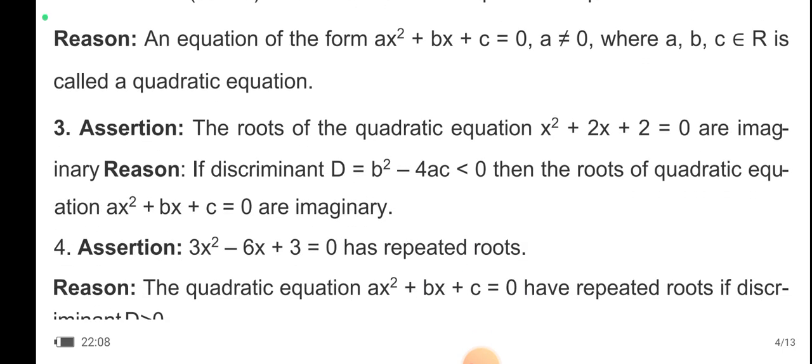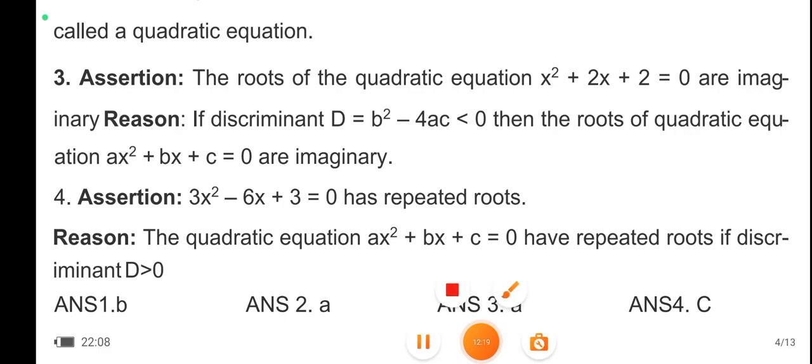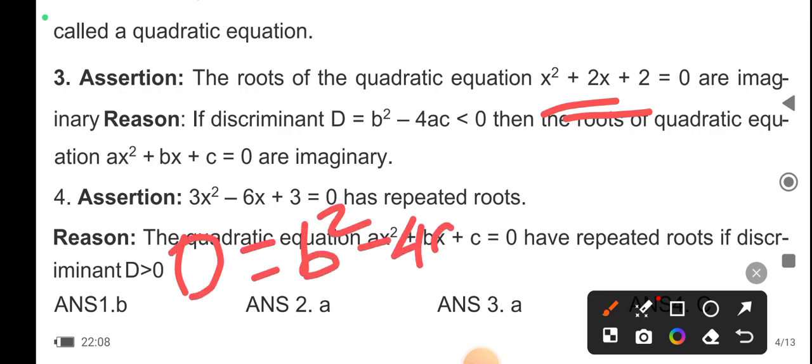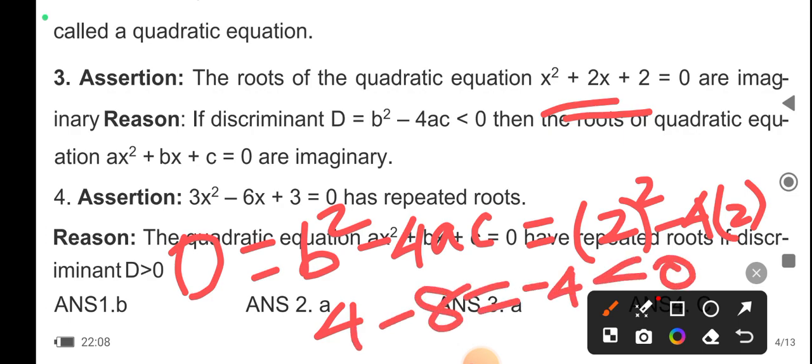Then the third question. What is the third question? Roots of the quadratic equation are imaginary. Check the discriminant D, b square minus 4ac, we all know. Check b is what? 2. 2 square minus 4 into 1 into 2. 4 minus 8 is minus 4, that is lesser than 0. Yes, it is imaginary.